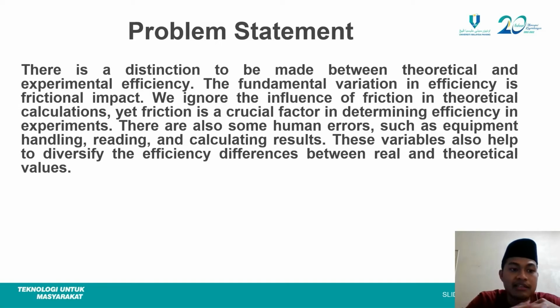Second, the problem statement. There is a distinction to be made between theoretical and experimental efficiency. The fundamental variation in efficiency is the frictional impact. We ignore the influence of friction in the theoretical calculation, yet friction is a crucial factor in determining efficiency in the experiment. There are also some human errors, such as equipment handling, reading and calculating results. These variables also contribute to the efficiency difference between the real and theoretical values.